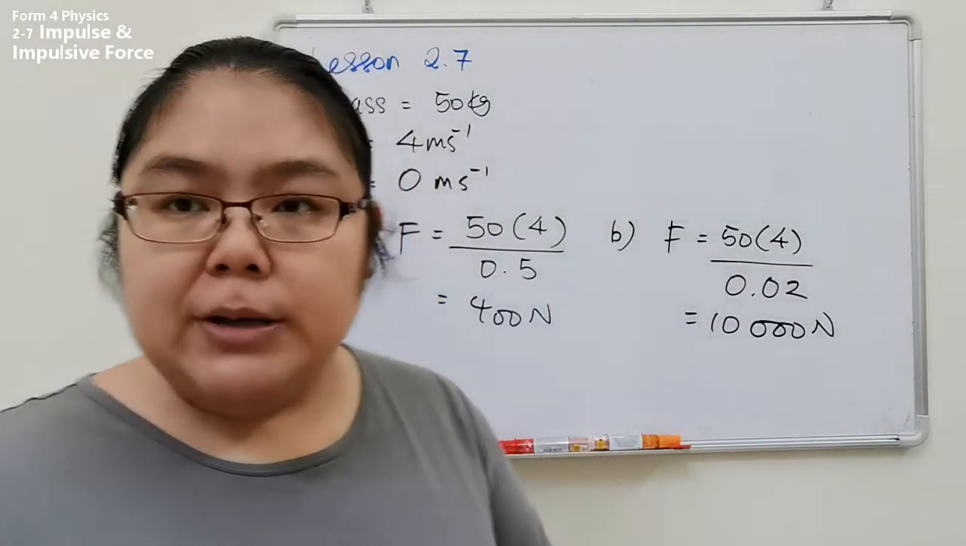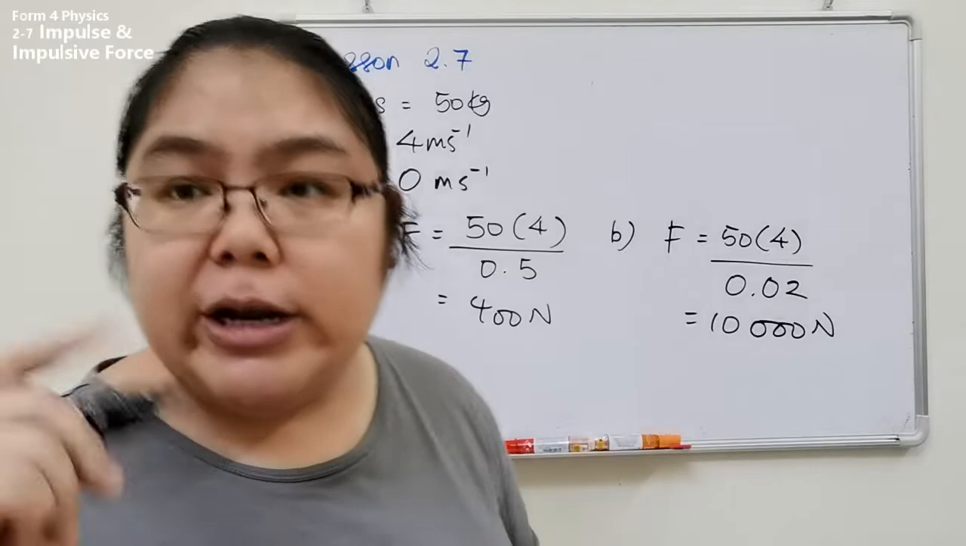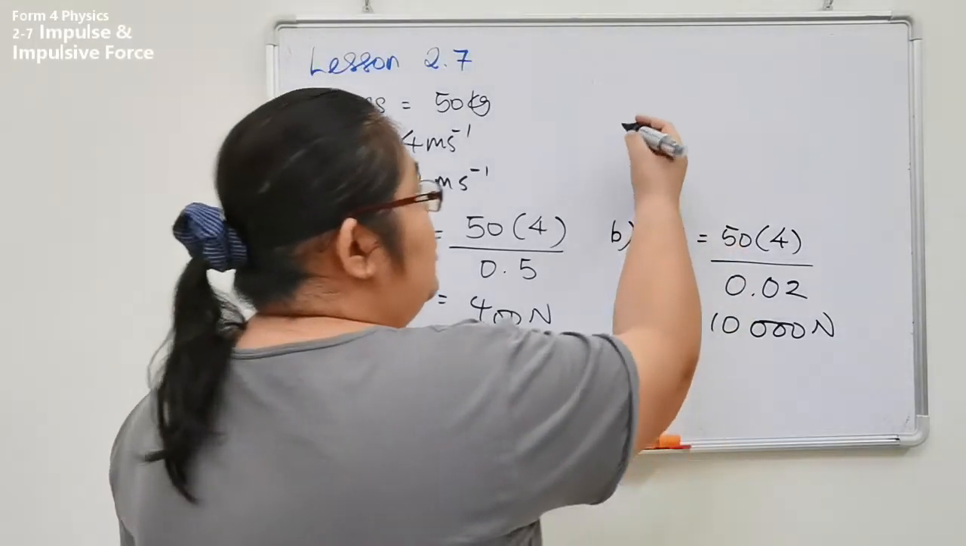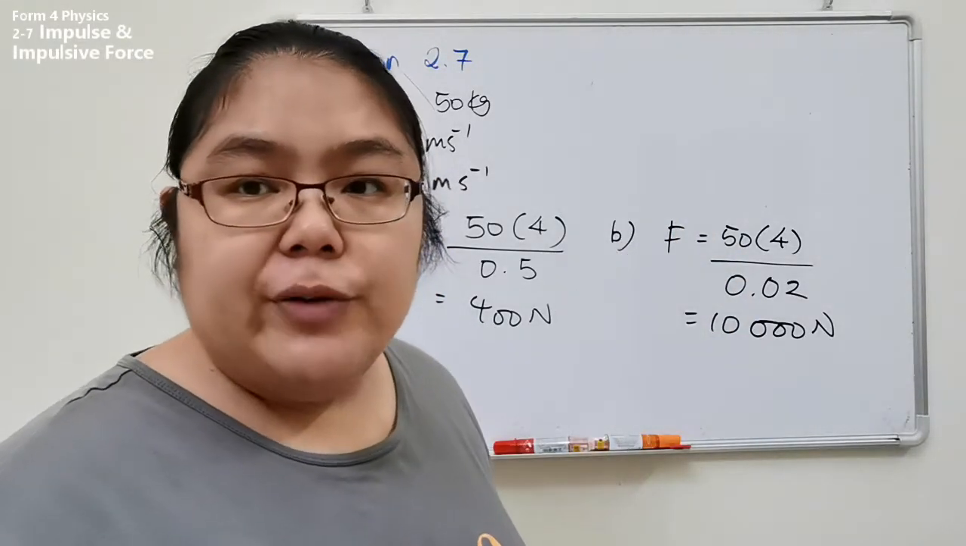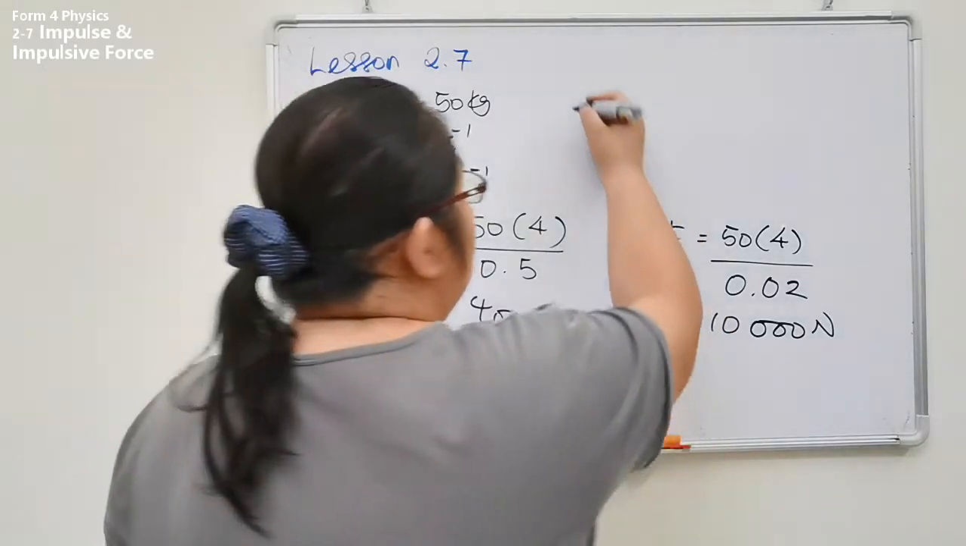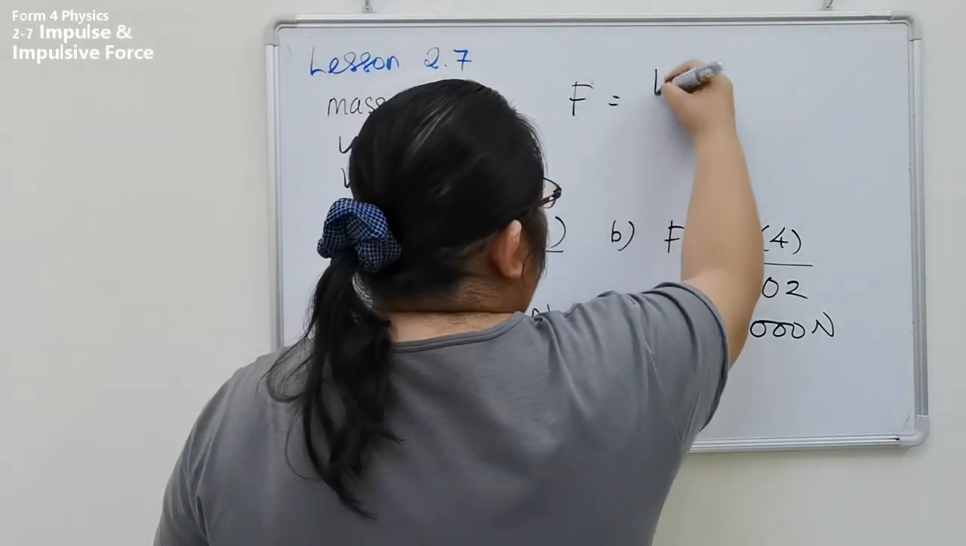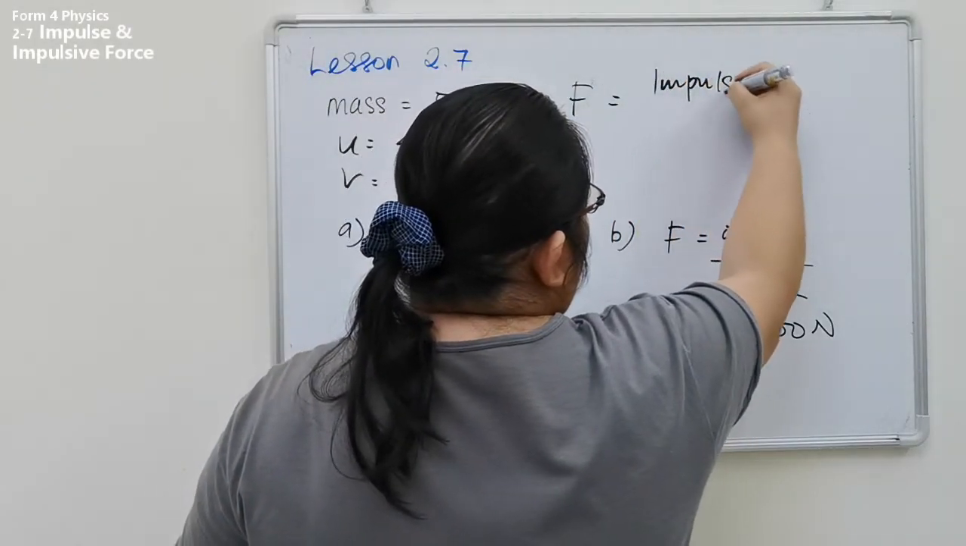Okay, now I show you impulse and impulsive force. What's the relationship when the time is constant? So not constant now. When the time taken, we never count too much. So impulsive force and the impulse.